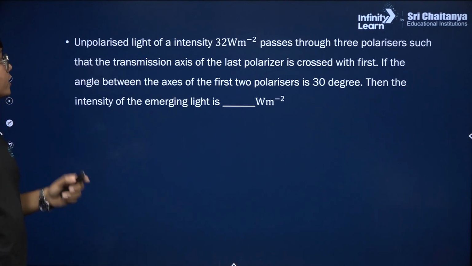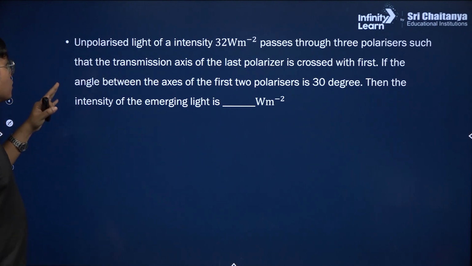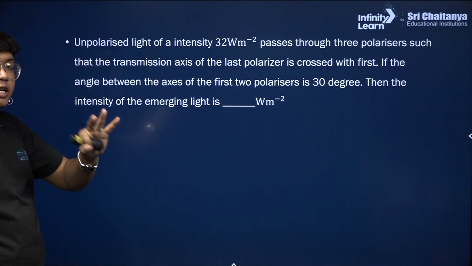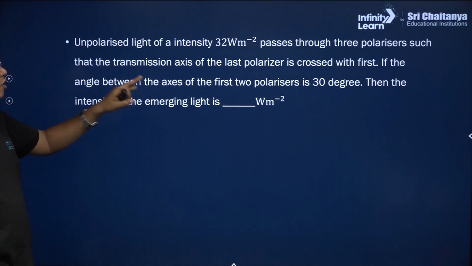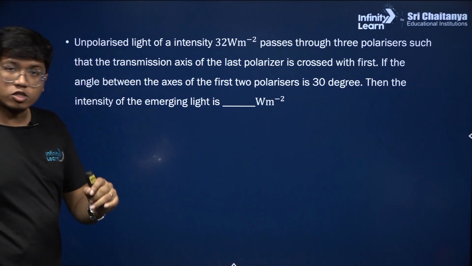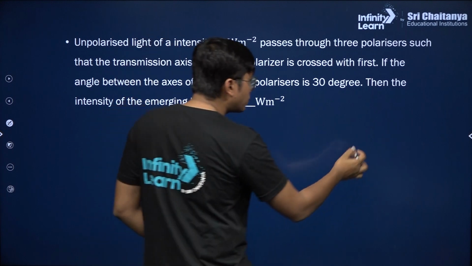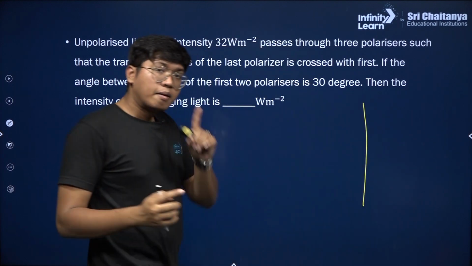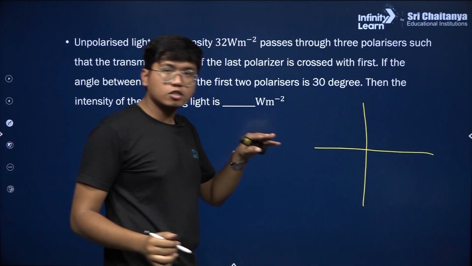Next one, unpolarized light of intensity 32 watt per meter square passes through 3 polarizers such that the transmission axis of the last polarizer is crossed with the first. If the angle between the axis of the first two polarizers is 30 degree, then the intensity of emerging light is. So let's draw it out. If I'm seeing from straight up front, then if my first polarizer looks like this, my third polarizer is going to look like this. The transmission axis would be this.